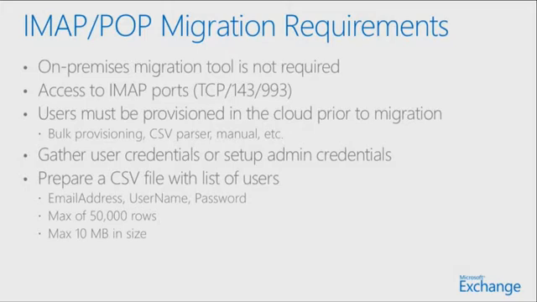And what needs to be in that CSV file? We need to have the email address, the username, and password. Okay? And a maximum of 50,000 rows and a maximum of 10 megabytes in size for that upload.